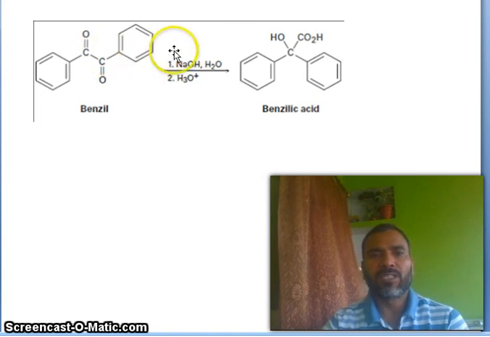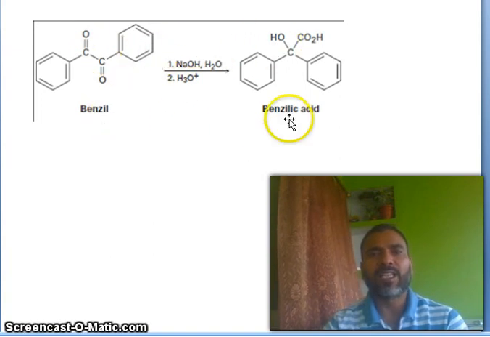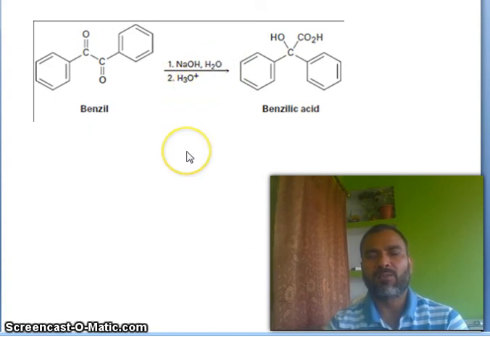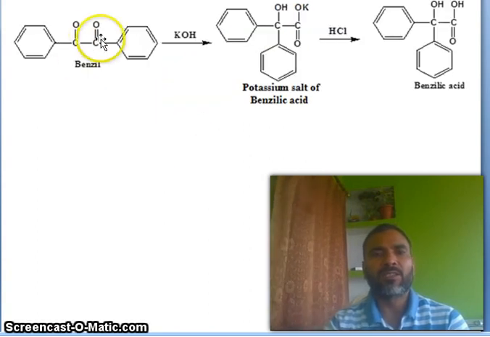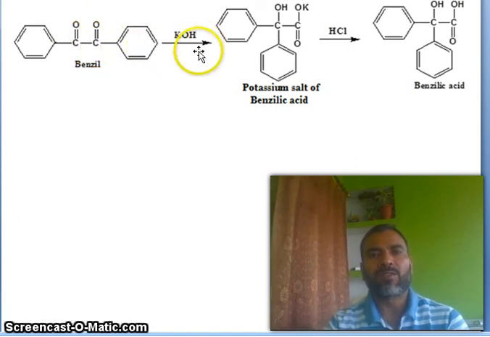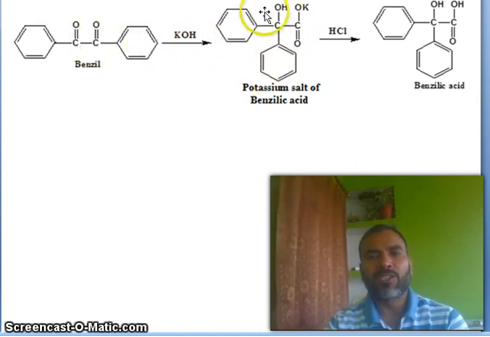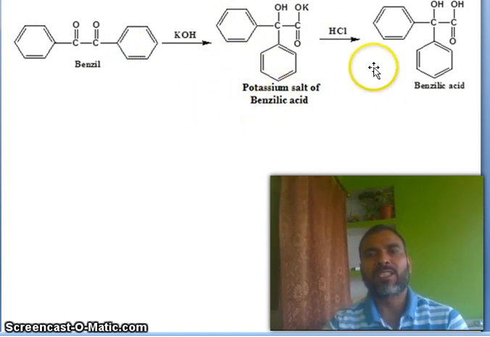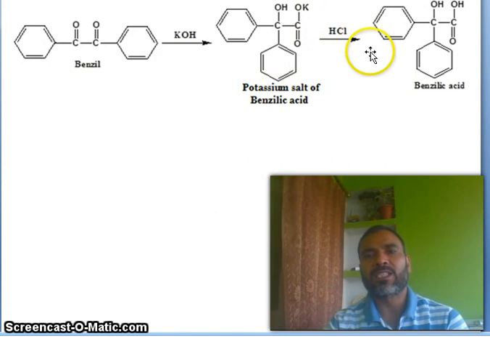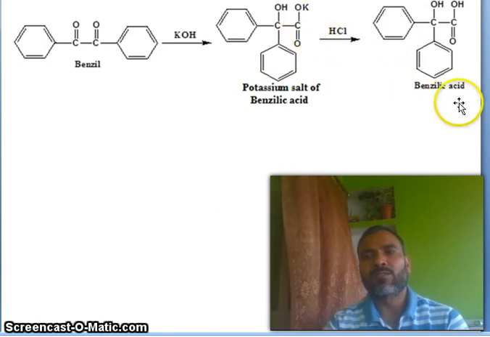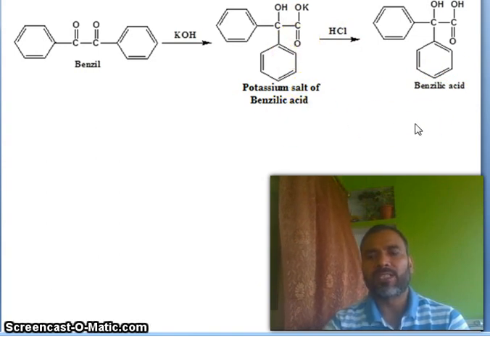Now you see, this is the conversion of benzil to benzilic acid in the presence of base, sodium hydroxide, water, and then hydrolysis. You see here, this is benzil, with keto groups side by side, and in the presence of KOH it forms the rearranged product. Now this is the potassium salt of benzilic acid, and then on treatment with acid, the salt is removed and it becomes benzilic acid.